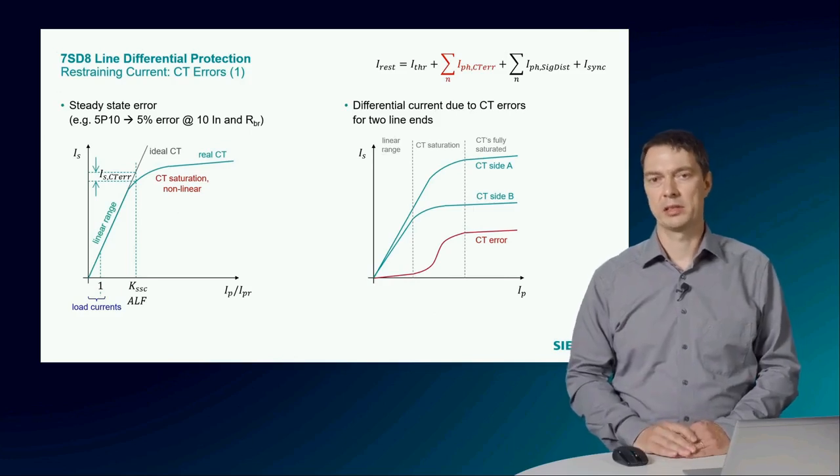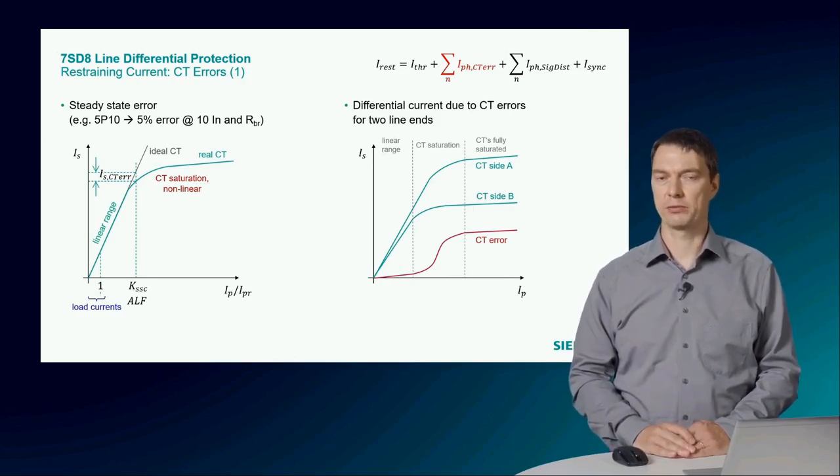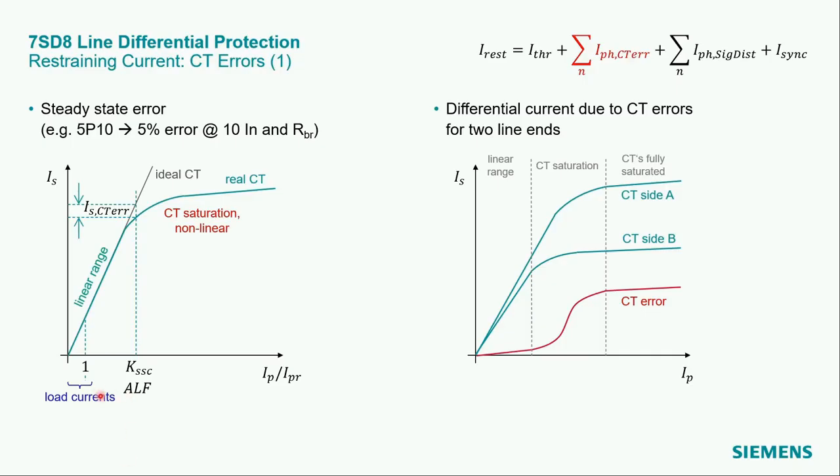First, we will have a look at the stabilization component, which is derived from the CT errors. On the left-hand side, the transfer characteristic of a real CT is shown. This is the blue curve. The secondary current is drawn as a function over the primary current. An ideal CT would transform the primary current until infinity. Now, this is not the case because the real CT will saturate or will have some kind of saturation. So it will have some nonlinear effects.